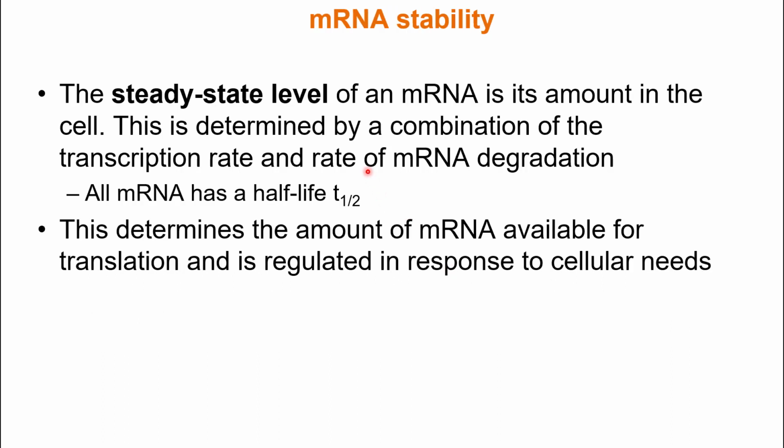If we talk about mRNA stability, each mRNA has a set amount of time in which it is going to be functional within the cell, and then it's going to start degrading. That degradation of the mRNA, we call its half-life. And this determines the amount of mRNA available for translation. So if we increase the half-life of an mRNA, we're going to be able to translate it more and create more protein. If we decrease that half-life, we won't be able to get as much protein out of that particular mRNA.